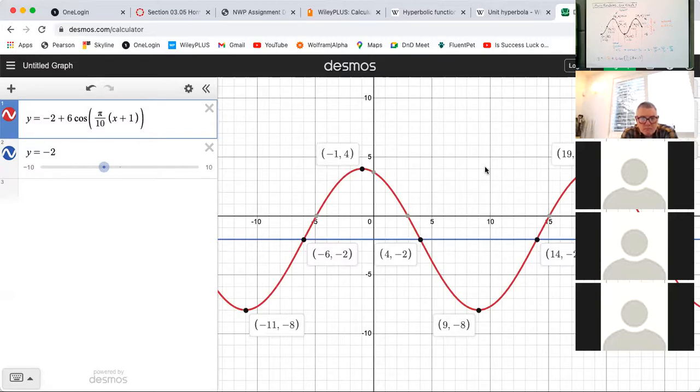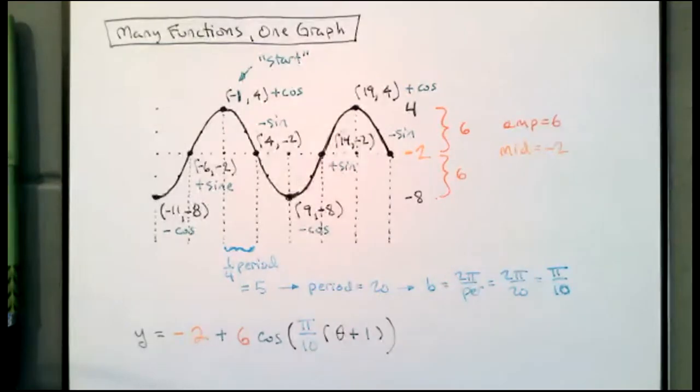Any questions? So it looks like this equation is going to give us the graph that we wanted. Now, this was not one graph, one function, one graph. This is many functions, one graph. And so this is going to be the follow-up question to write an equation for the graph that you see.